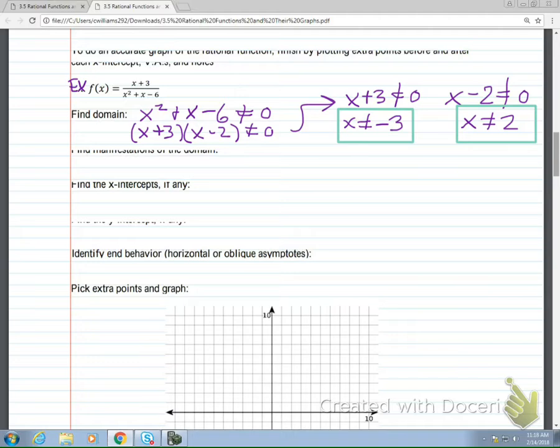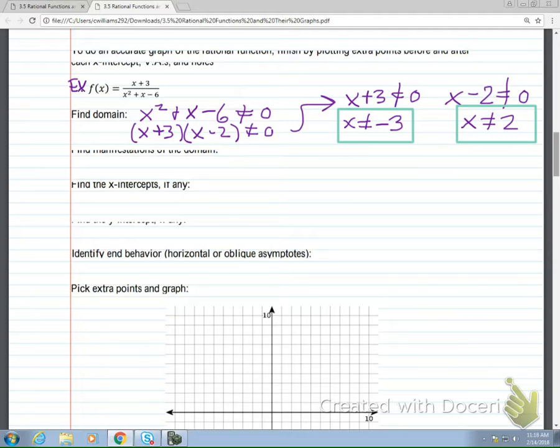You say manifestation of domain. Is that just the interval notation? Nope. You could just stop here. For manifestations of the domain, so manifestation, how does it show itself? How does it materialize in front of you, right?